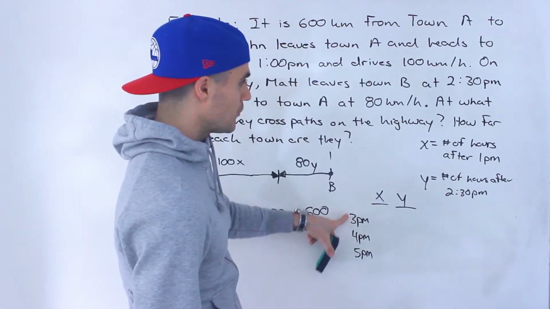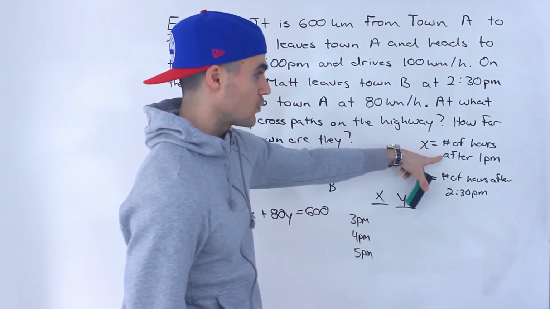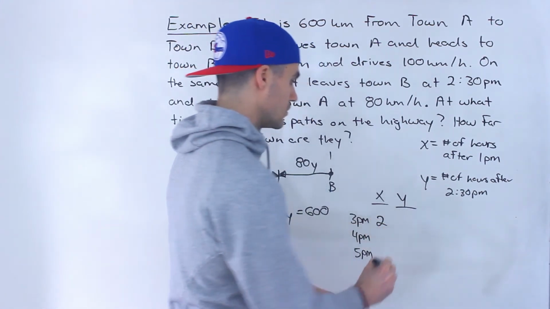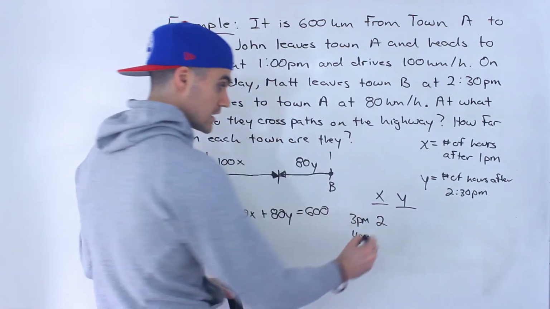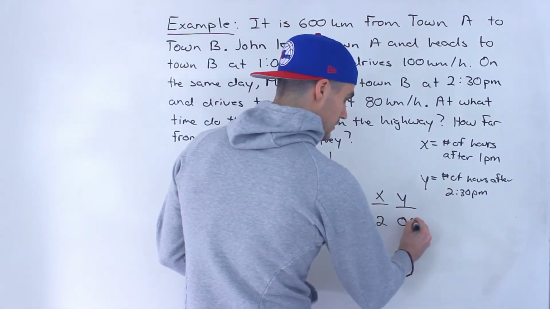If it's 3 p.m., what's the value of x going to be? The number of hours after 1 p.m., it's going to be 2. If it's 3 p.m., what's the value of y going to be? The number of hours after 2:30, 0.5.